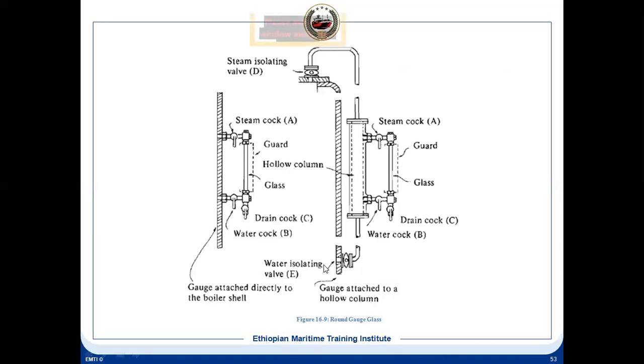So basically you have the water side isolating valve. This has to be kept open. The steam side is from here. So that comes here, and you basically have a hollow column.